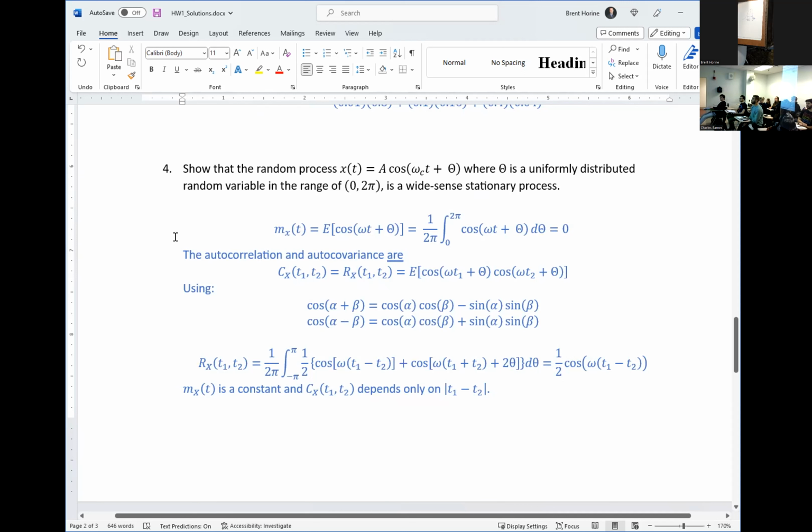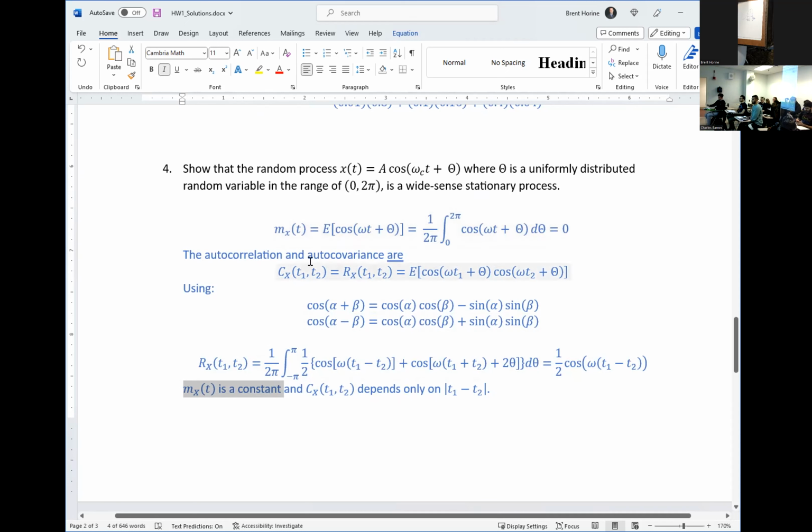Show that the random process, where theta is a uniformly distributed random variable in the range of 0 to 2 pi, is wide-sense stationary. So we're going to calculate the mean and observe that it's a constant. This is just calculating the mean, but it's a function of the random variable. That's one of the questions I said might be on a test: calculating the mean of a function of a random variable.